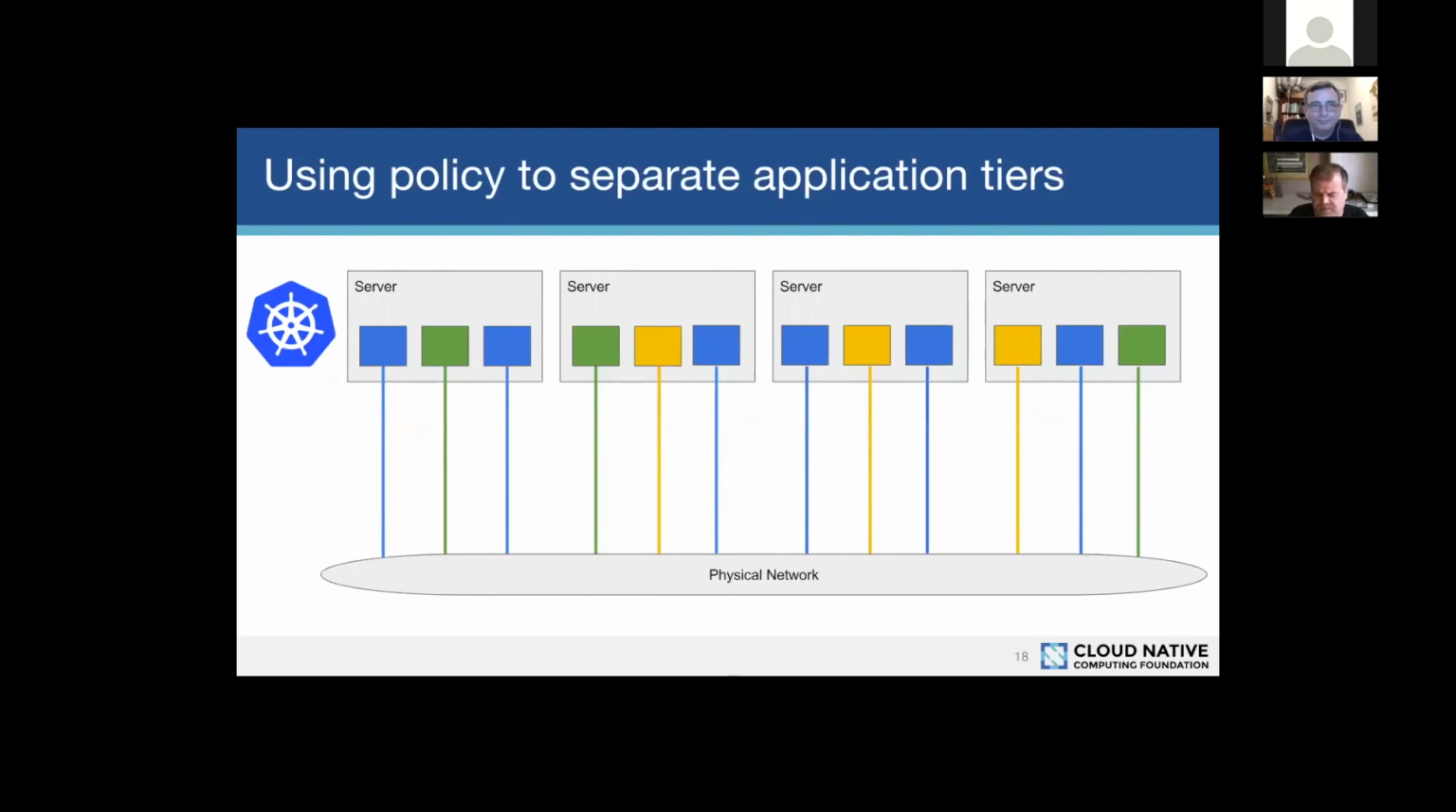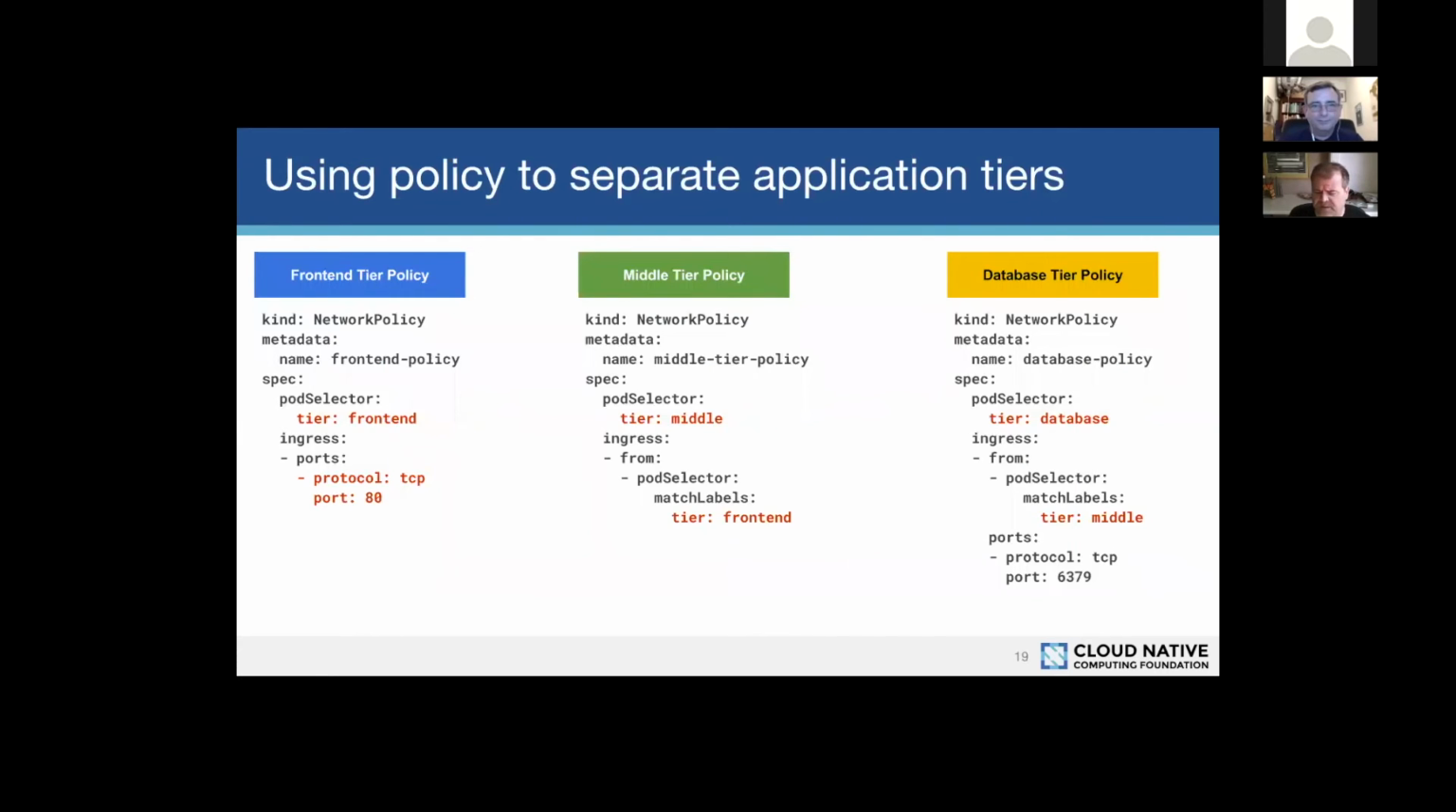If I'm running this, for example, in Kubernetes, I can use Kubernetes policy. We won't go into the details here, but you can basically attach a policy to each of those things. The blue is the front-end policy, and it basically allows traffic from the public internet. The green boxes are the middle-tier policy, and they'll only accept traffic coming in from the front end, so they can't be connected to by anything else.